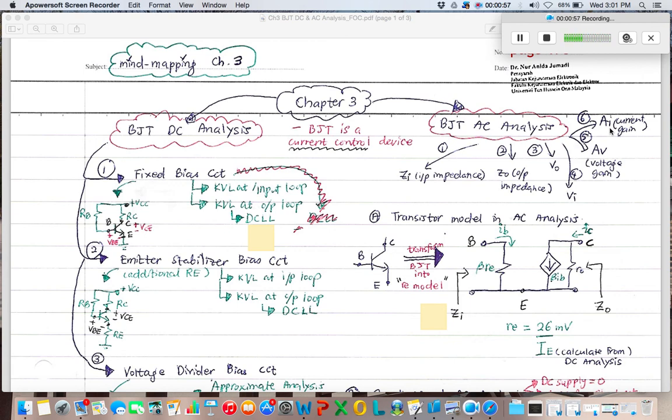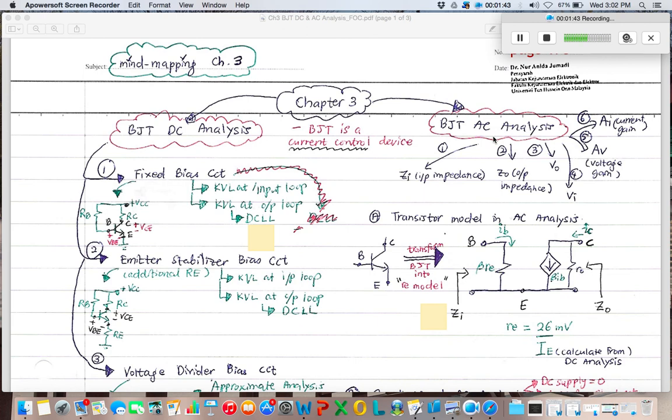However, we have one simple formula that you only need to remember, so long as you are able to calculate the AV. By using AV you can get the AI, so you don't have to worry about that much. In BJT AC analysis we are going to analyze the AC analysis for three circuits: fixed bias, emitter stabilizer and voltage divider bias circuit.